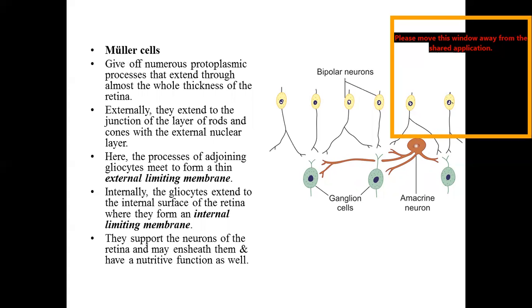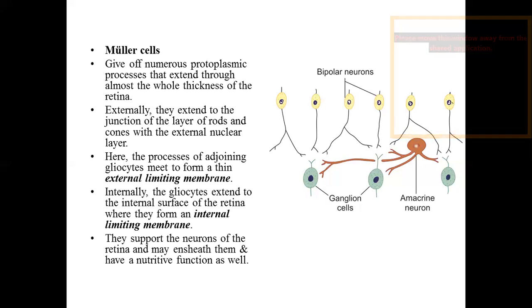So these are the few important cells which are present in the retina. Bipolar neurons, very important neurons responsible for vision. Horizontal cells, amacrine cells, and Mueller cells.